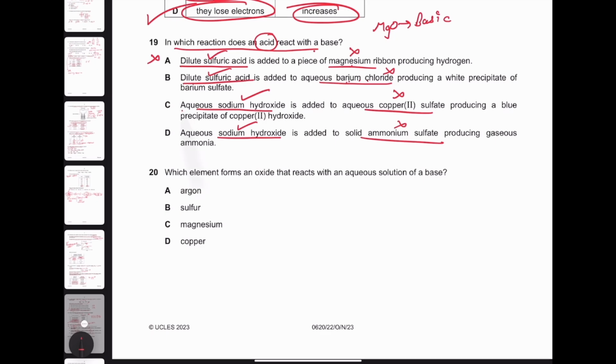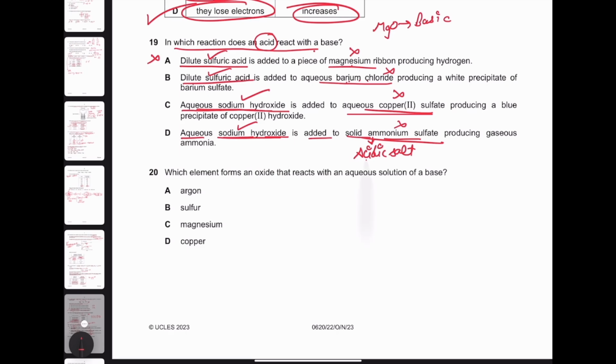Aqueous sodium hydroxide is added to aqueous copper sulfate. Again, it's a salt. Aqueous sodium hydroxide is added to solid ammonium sulfate. This is a salt, but this is a special one. This is an acidic salt.